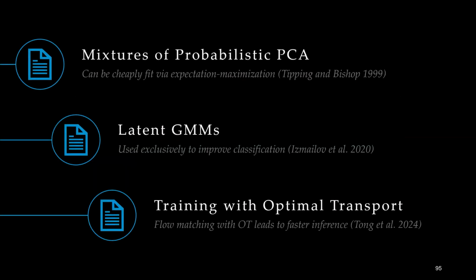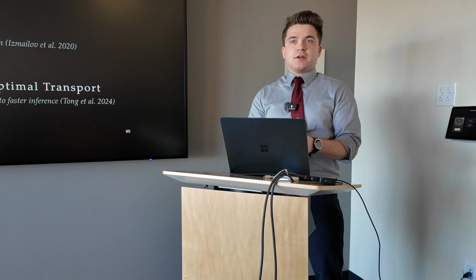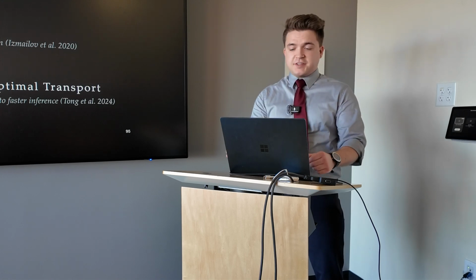So the real workhorse for this idea is going to be this mixture of probabilistic PCA. One of the main advantages is that they can be fit really quickly and cheaply using expectation maximization. We're among the first researchers to think about fitting these latent GMMs. A couple other researchers have used really simple GMMs to improve classification in the latent space of flows. And in spirit, this idea has some close connections to training with optimal transport, where the end goal is to simplify your learned flow transformation. Optimal transport uses OT to straighten the paths to simplify the transformation. We're trying to shorten the paths by basically learning a model which is already close to the data density.